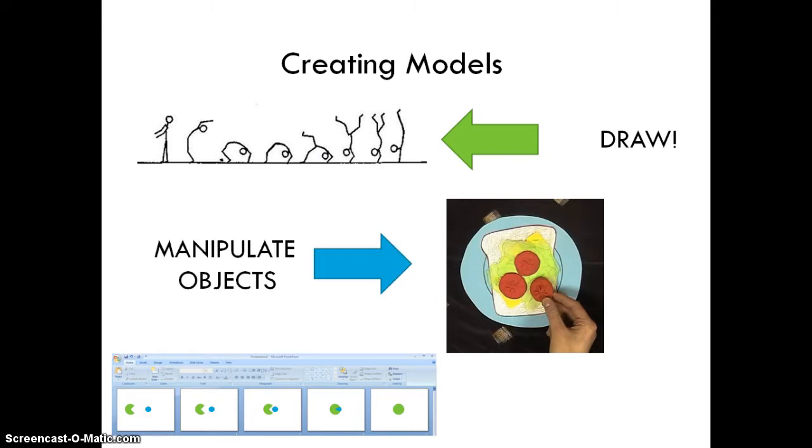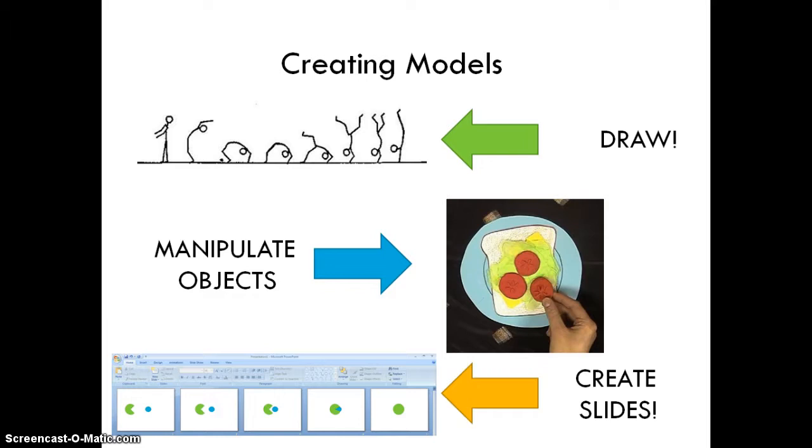Or you can use physical objects and manipulate them. So you could use cutout pieces of paper or objects, pipe cleaners, buttons, anything that you could find to represent the atoms and the nuclei. And then again, you'd take pictures for your presentation.